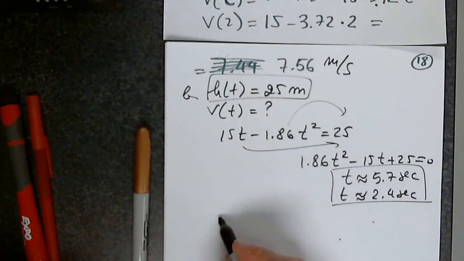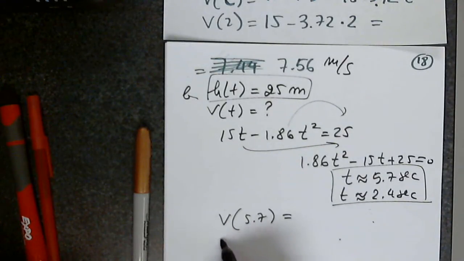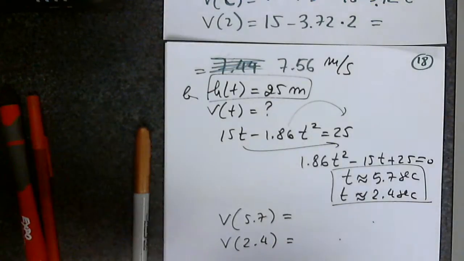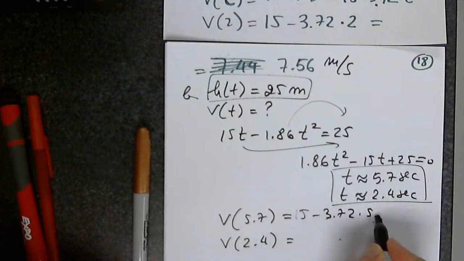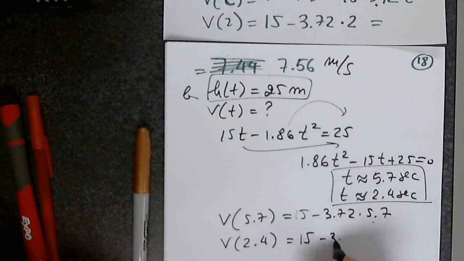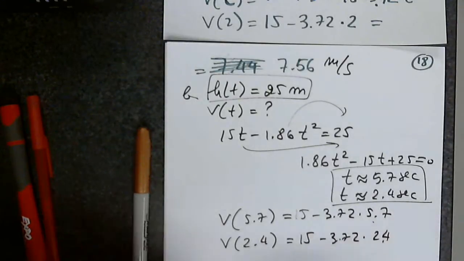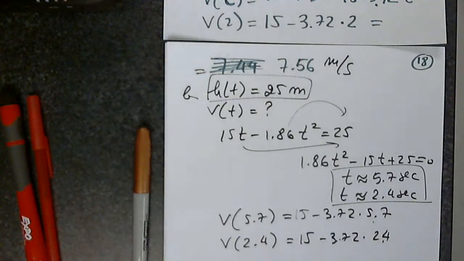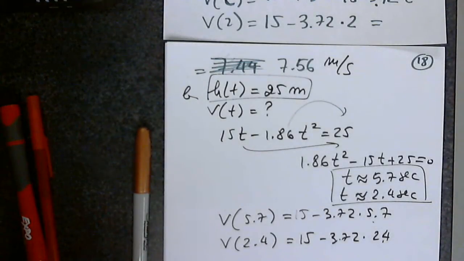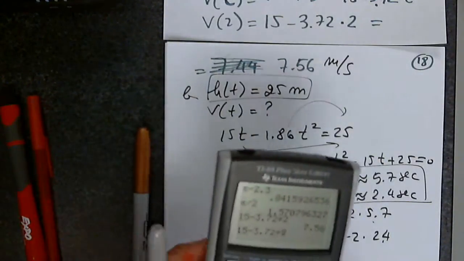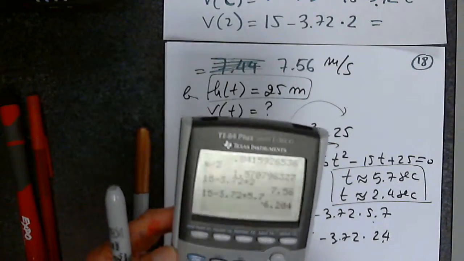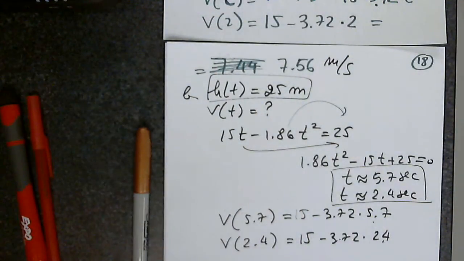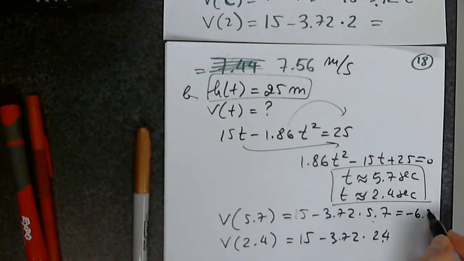So I solved the equation, or you use the quadratic formula. So now I'm asked to find v of 5.7 and v of 2.4. So this will be 15 minus 3.72 times 5.7, and this is 15 minus 3.72 times 2.4. So how much do we get? 15 minus... So I go back and I just recall what I had and times 5.7. And I got negative 6.2, measurement unit.